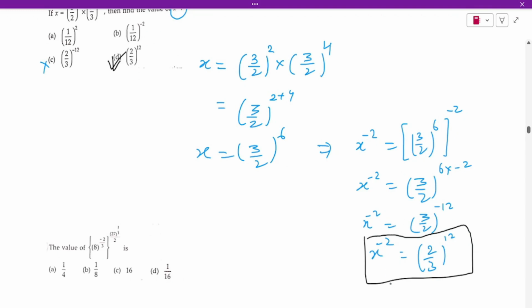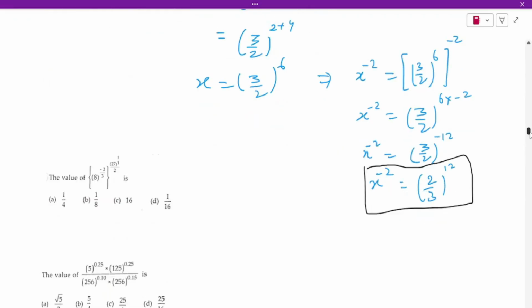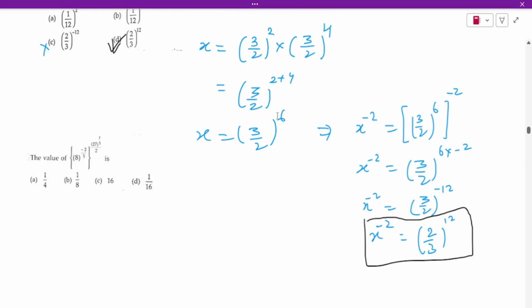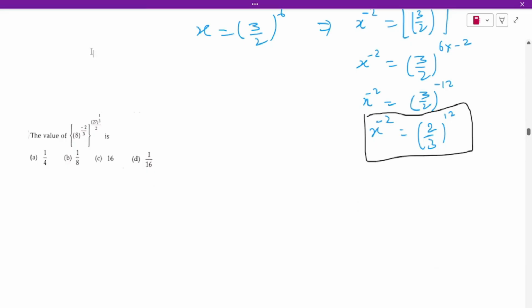Now this is a very good question. We have to find the value of this expression. So we can write x to the power negative 2/3 and whole power 27^(1/3), and in the denominator we have 2. So we can first simplify the power of this base. We can find that this is basically 2/3.